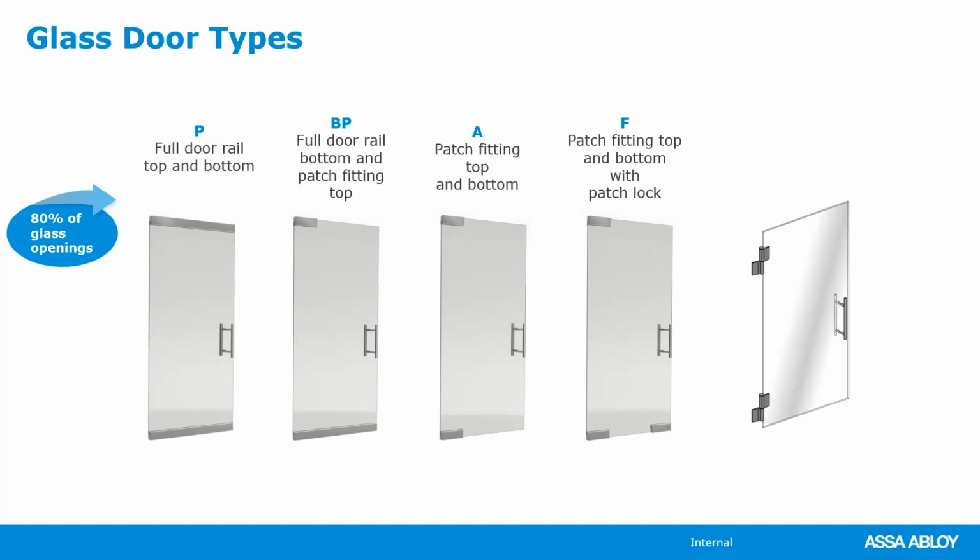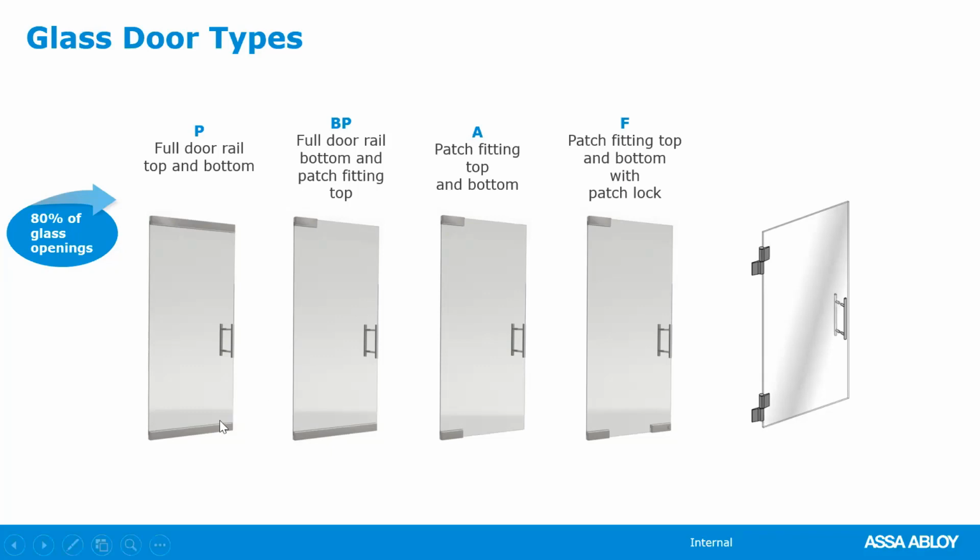The next most popular is the A-style door. If you look at the third one to the right, those are patch fitting style doors. These doors are most popular when someone's looking for that really all glass look and less metal. The third most popular you see is the BP-style door, and this is more just a mix of the P and A style doors. So you get the look of the patch fitting door at the top, but you also get all the functionality of the door rail on the bottom. So if you want to use an auto operator or you want to go to a taller door, you can utilize that BP-style door.